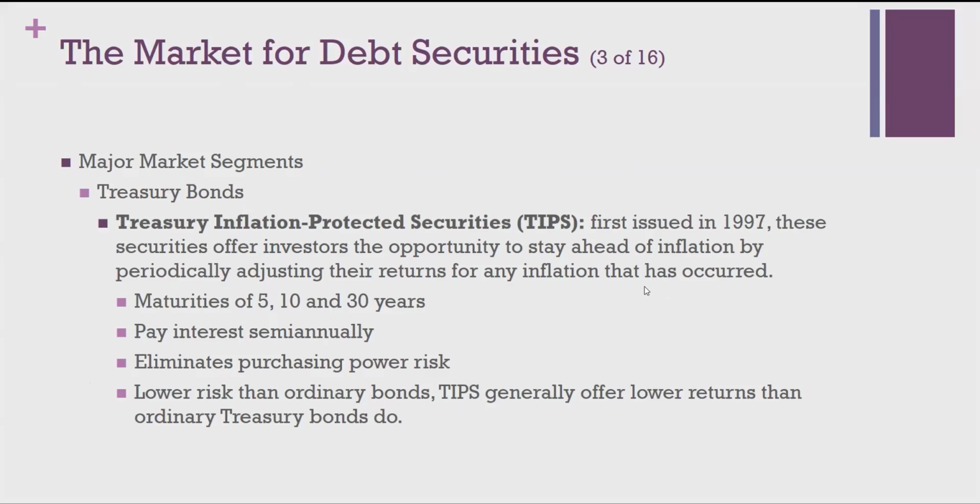Let's talk about a couple of different types of bonds. The first one is Treasury Inflation Protected Securities, which we call TIPS. These securities offer investors the opportunity to stay ahead of inflation by periodically adjusting their returns for any inflation that has occurred. In other words, they kind of protect you from changing inflation rate.